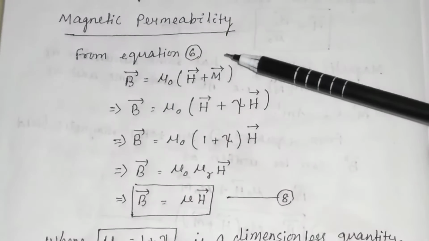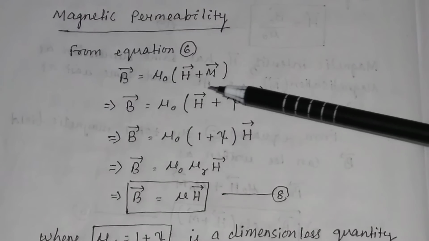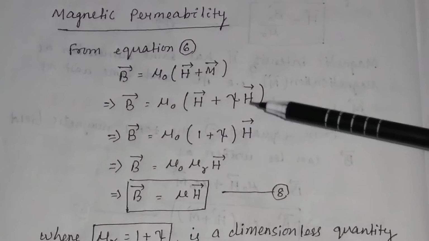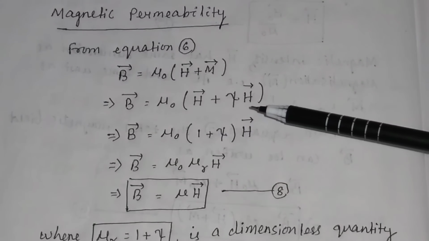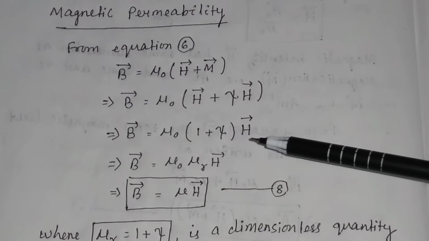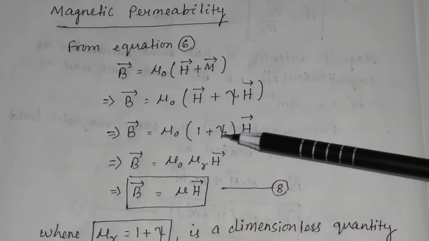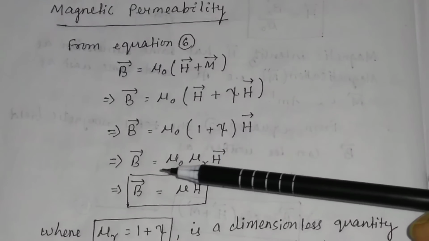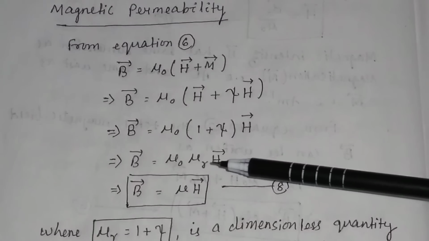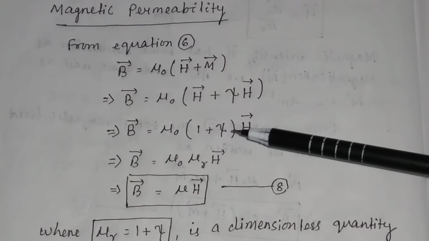From equation 6 we have B equal to mu 0 into H plus M, or B is equal to mu 0 into H plus Chi H, because M is equal to Chi H, or B equal to mu 0 into 1 plus Chi into H. If you take common H, then in the bracket you will get 1 plus Chi, and B will be equal to mu 0 into mu r into H. Here mu r is replaced by 1 plus Chi.